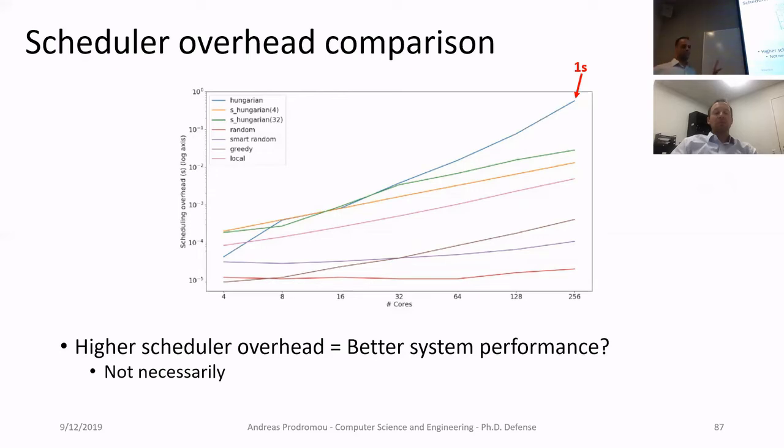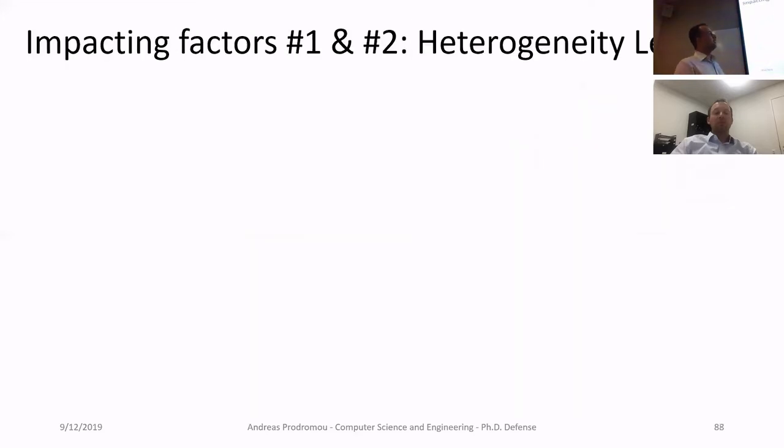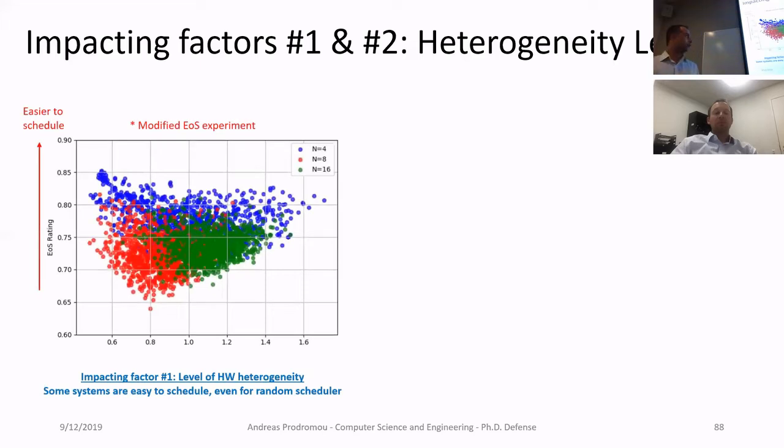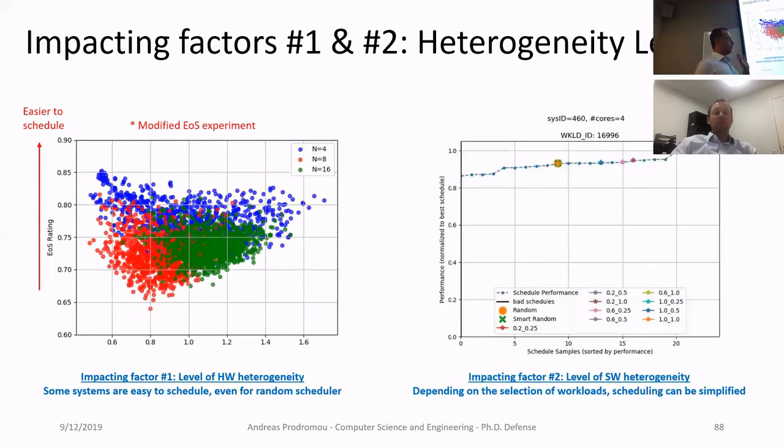So we've identified 3 factors that impact this. The first 2 have to do with the heterogeneity level. One in the hardware side, so this is a modified EOS experiment. But the point is that some systems are just easy to schedule. So maybe for those systems, you don't need the full complexity of a high overhead scheduler. The same argument can be made on the software side.